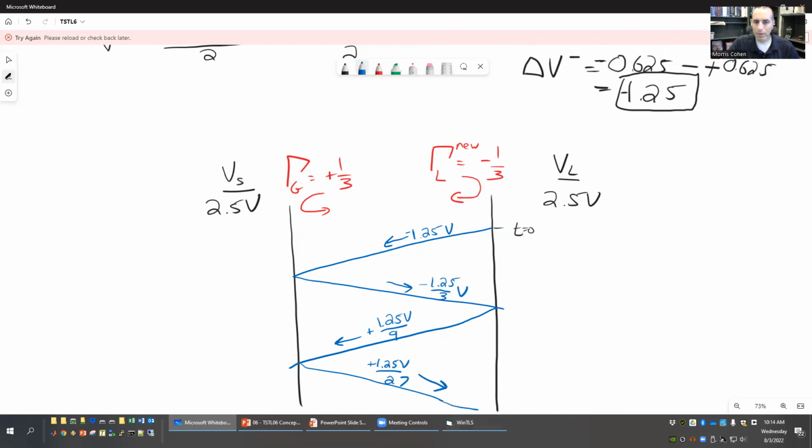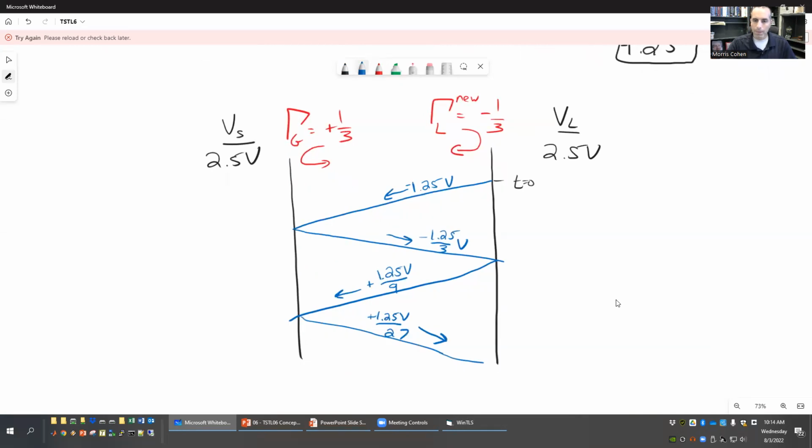Decimal right there, and this will keep right on going. And you can keep tracing this. Let me add one more step. All right, and this is negative 1.25 volts divided by 81, and that's moving that way. All right, so here we can trace the wave and just keep right on going. Eventually the wave will die out, and that's when the circuit will reach its new steady state.